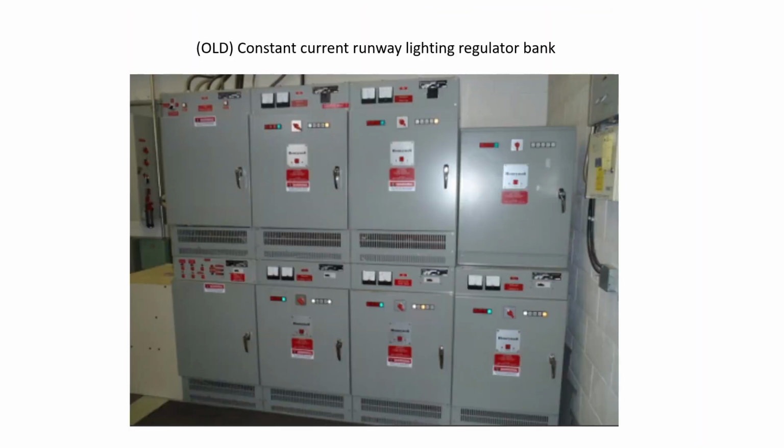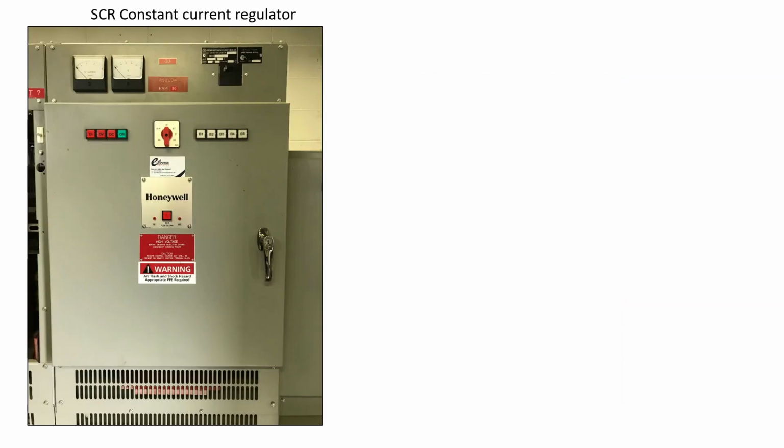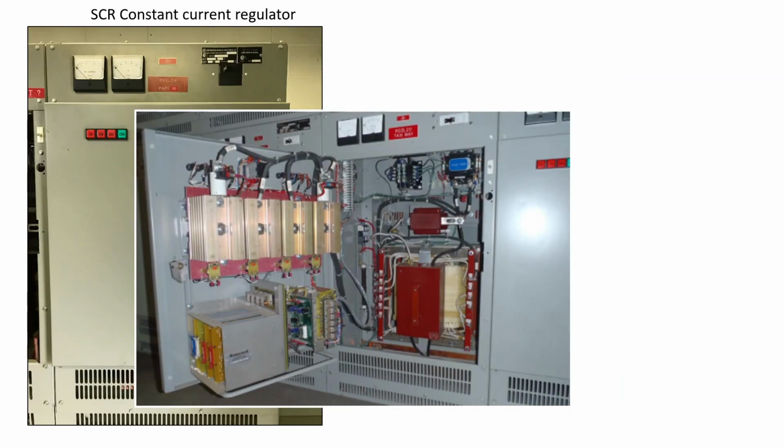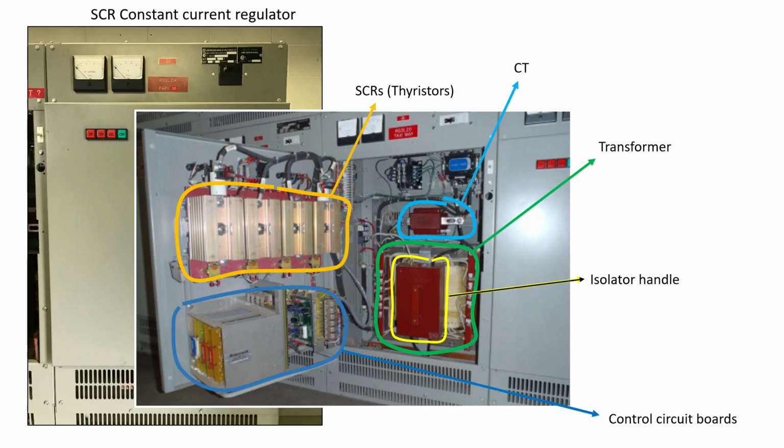Here's an example of an older constant current runway lighting regulator bank. And we can see here each one of those bays has a controller in there which has SCRs which will regulate the single phase output. Let's take a look at one. So inside the door, there's going to be either 2 or 4 SCRs. Now those are the monstrous things located on the left-hand side.